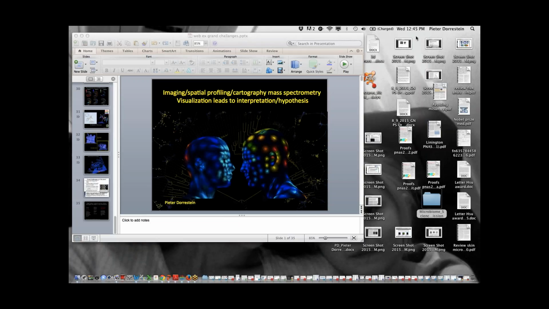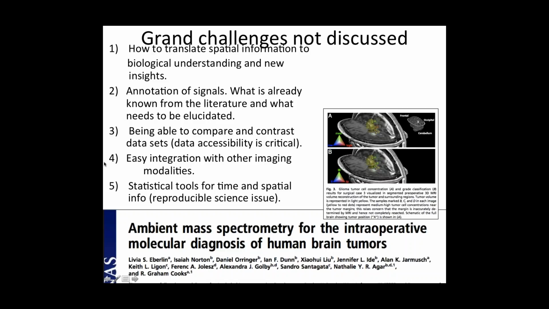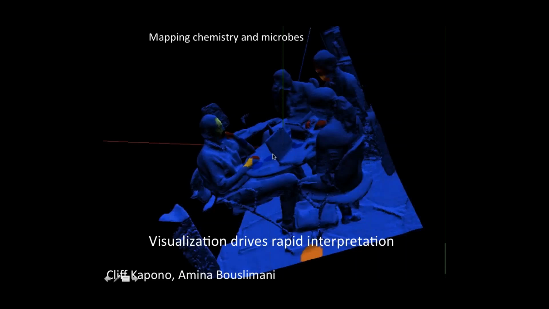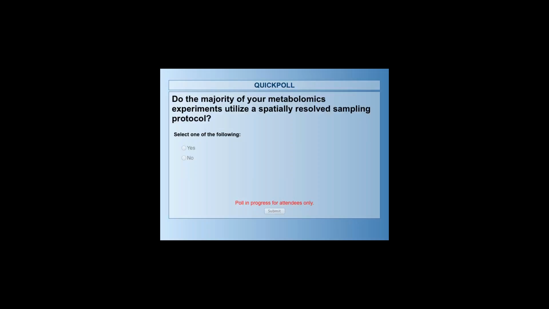So this is a series of 10 poll questions that John and Peter thought would help them and help the community in terms of this type of technology. Your screen will go to just a question, and we'll take a moment for everyone to choose to answer it or not. First question: do the majority of your metabolomics experiments utilize a spatially resolved sampling protocol? Please answer yes or no.